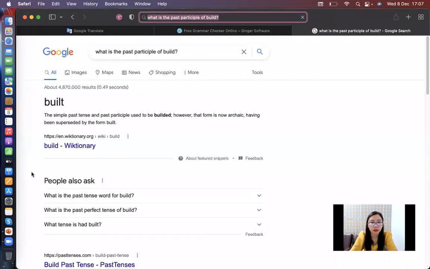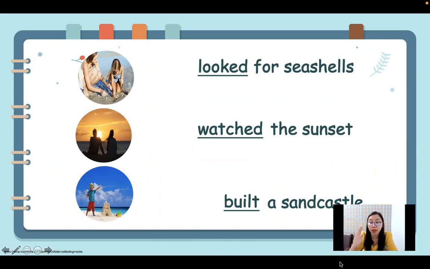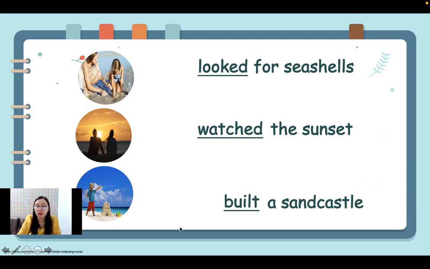Built. Okay, so we don't have any technique for irregular verbs. We need to look for them and remember them, so we need to read a lot of English books. Okay, so now we have looked, watched, and built.